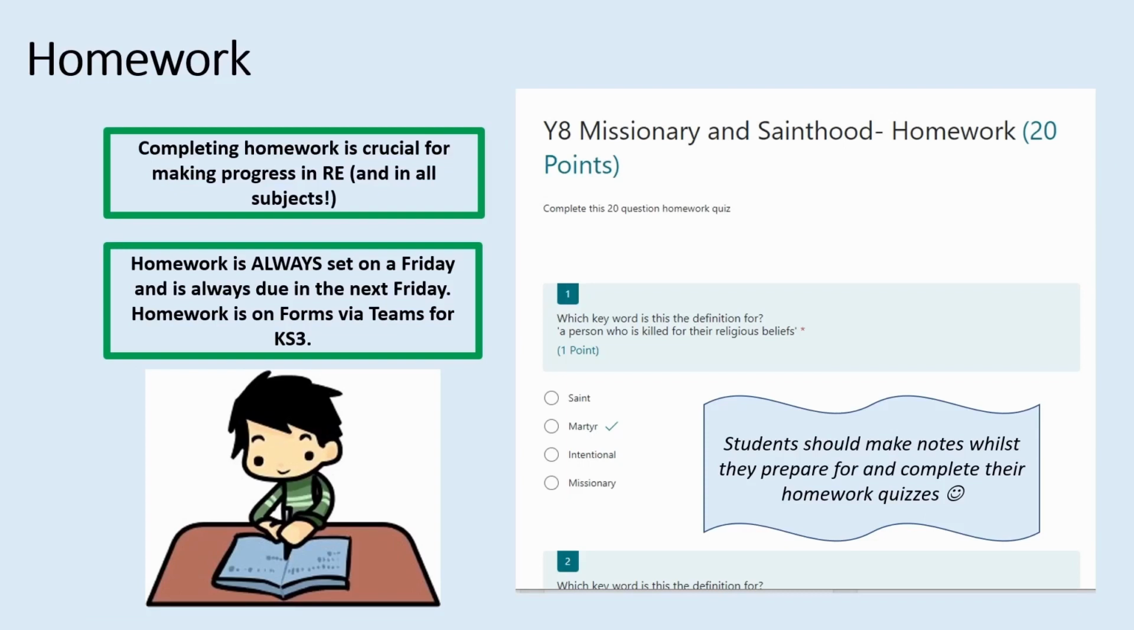All students are set homework every single Friday in RE, and at Key Stage 3 this is always a quiz which is set via Teams. So it's through Microsoft Forms. Students will get a link every Friday and it's due for the next Friday, and they simply need to click on the link and complete the quiz questions. These are brilliant because students are able to get instant feedback, so they can straight away see which questions they've got right and which ones they've got wrong.